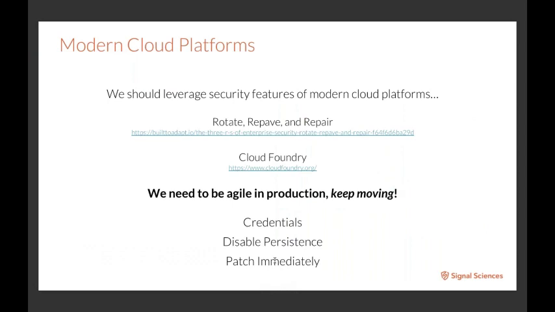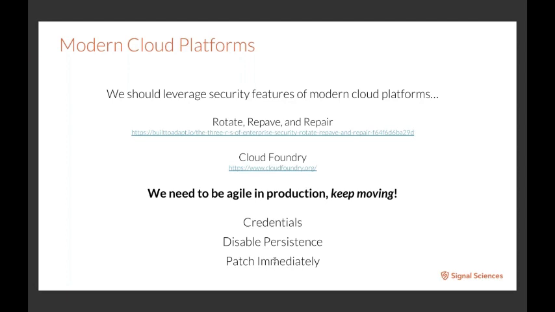In talking about modern cloud platforms, I do like to highlight Pivotal Cloud Foundry, because they have a phrase, or kind of a statement, of rotate, repave, and repair. What that's about is rotating credentials frequently. Repave is about disabling persistence. That means if you're recycling instances, the images, periodically, if an attacker ever gets hold of a particular instance and it gets recycled, then they just lost their persistence, right? They have to start all over again. And then repair is being able to patch immediately, like being able to patch your infrastructure at the click of a button.